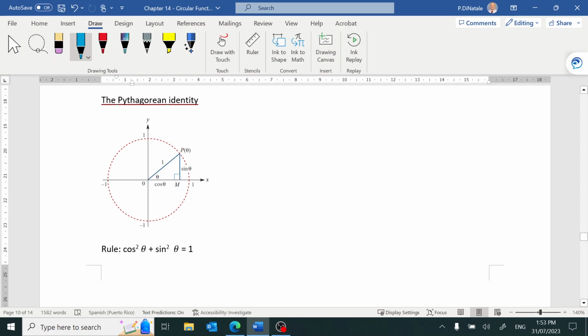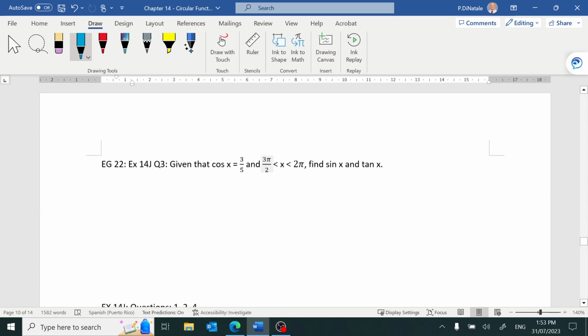Okay, this is a rule to remember. Cos squared theta plus sine squared theta equals 1. It's called the Pythagorean identity. Doesn't have to be theta, it could be any angle. But cos squared something plus sine squared of the same thing equals 1. And we're going to use that.